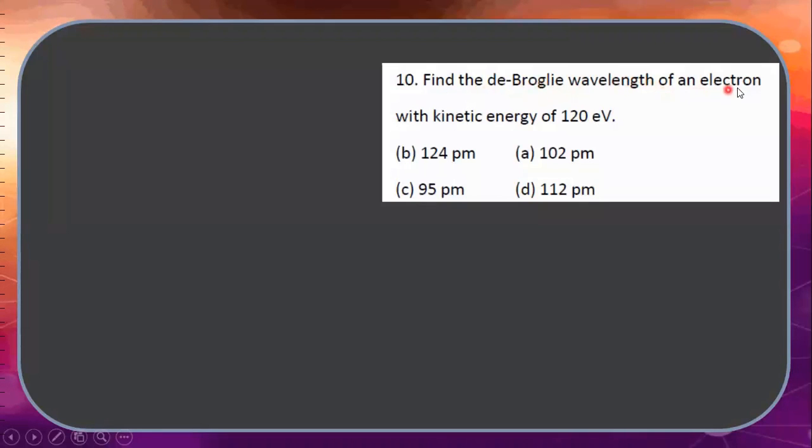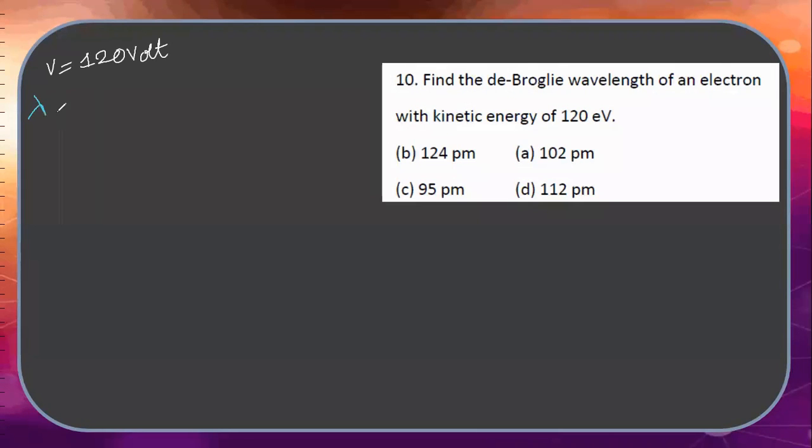Find the de Broglie wavelength of an electron with the kinetic energy 120 electron volts. Kinetic energy is given as 120. The de Broglie wavelength is to be calculated. Given data: potential V is given as 120 volts. Then what's the formula for it?